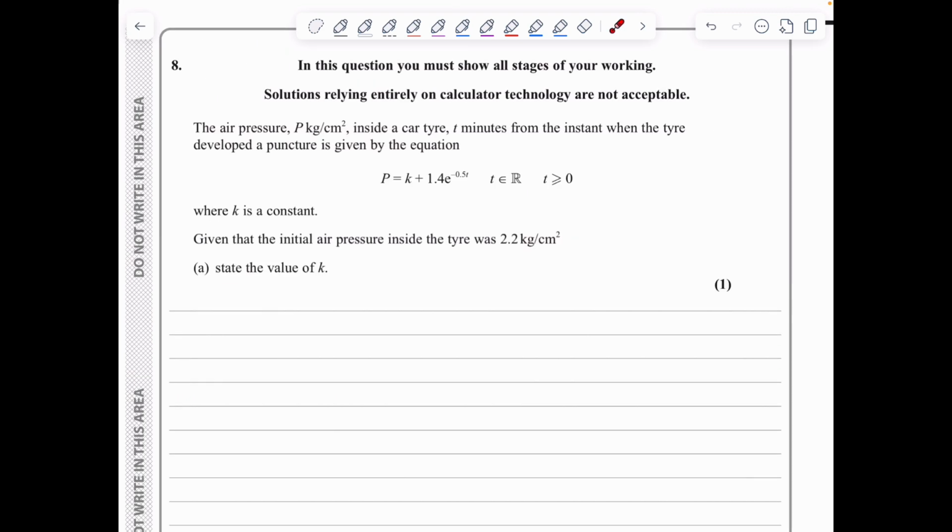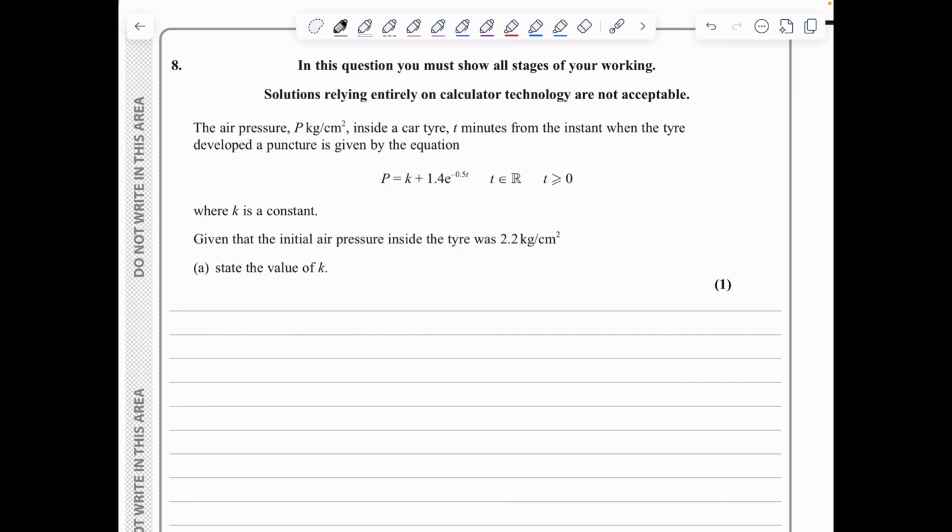In question 8, we must show all stages of the working, and solutions relying entirely on calculator technology are not acceptable. So we have a modeling question here. We've got the air pressure P kilograms per square centimeter in a car tire T minutes from the instant when a puncture was developed, being given by this equation here. Initially, the air pressure was 2.2, and we need to find the value of k.